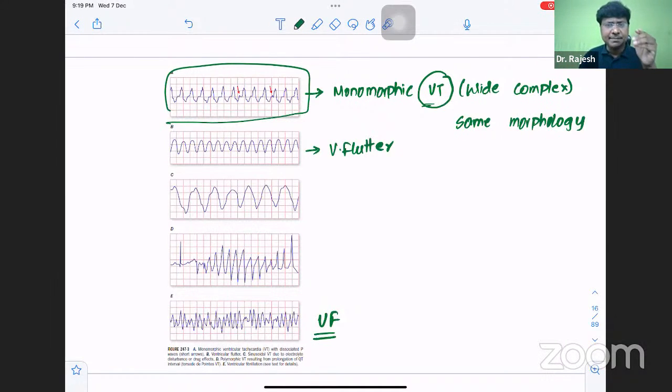It remains very short and it appears between VT and ventricular fibrillation. And that is your ventricular flutter. What is the description of the ventricular flutter? How will you recognize that?